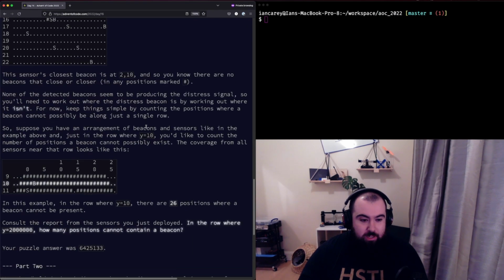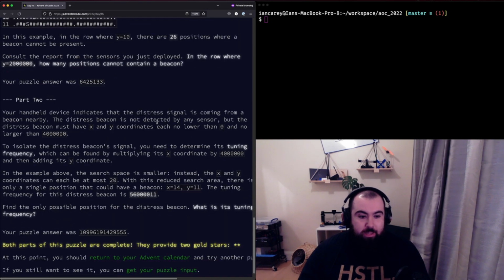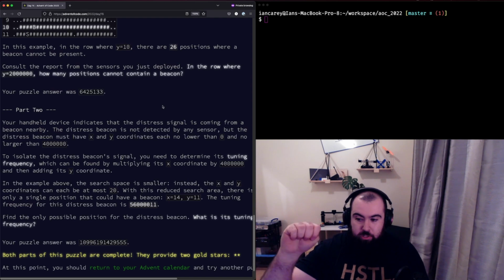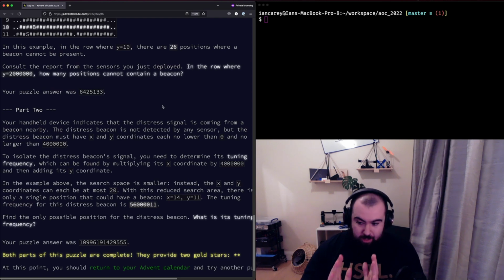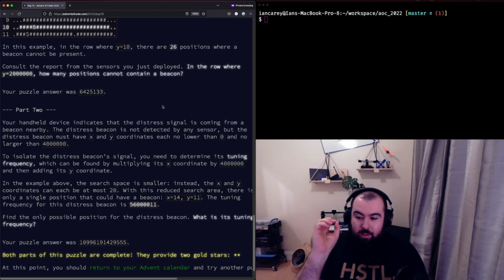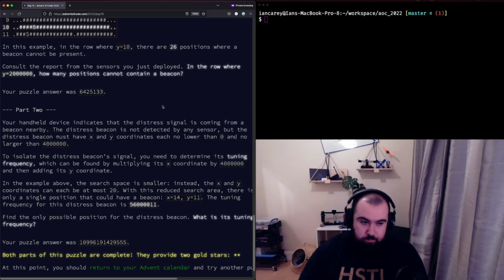So we'll move on to the second part. They change the problem up a little bit, and what they do is compress your search space. They say between the coordinates of 0 and 4 million, or 0 and 20 for the sample, you're told that absolutely the beacon that you want is within that, and you have to try and find its X and Y coordinates.